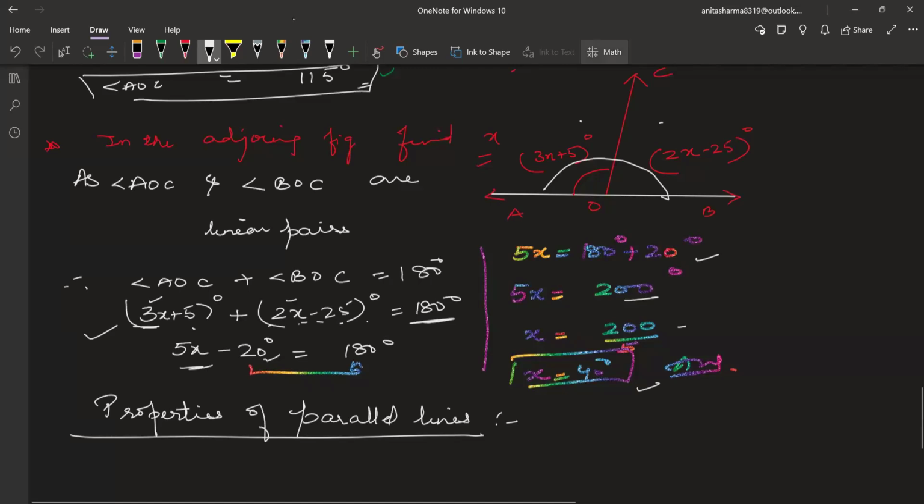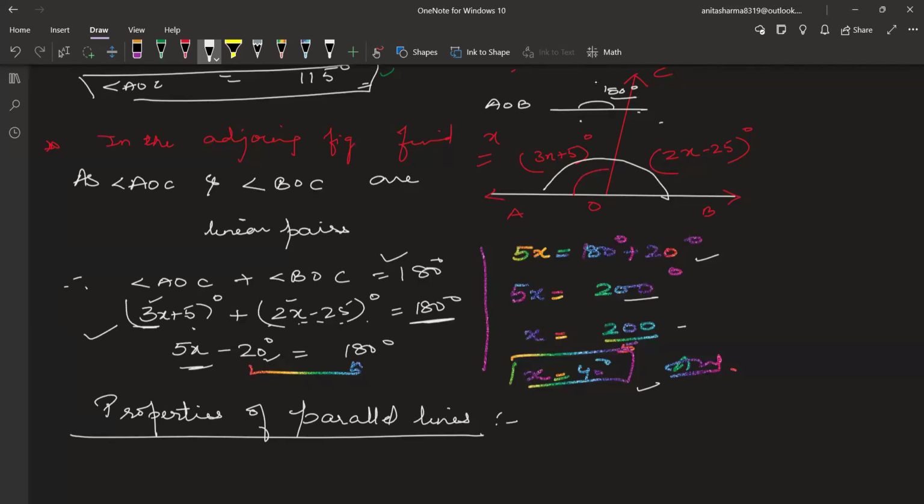Ma'am, can you explain once again? I did not understand. Which one, beta? This? Yes, ma'am. Beta, Hamza, see, AOB is a straight line. Clear? Yes, ma'am. So on a straight line, the angle is always 180 degrees.